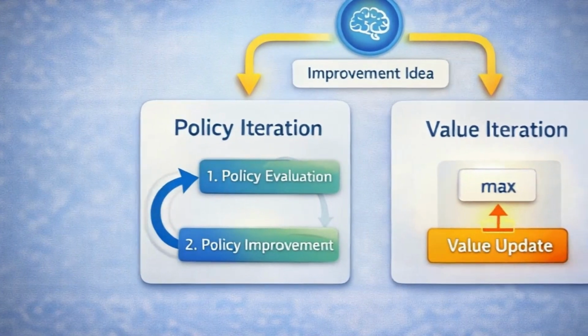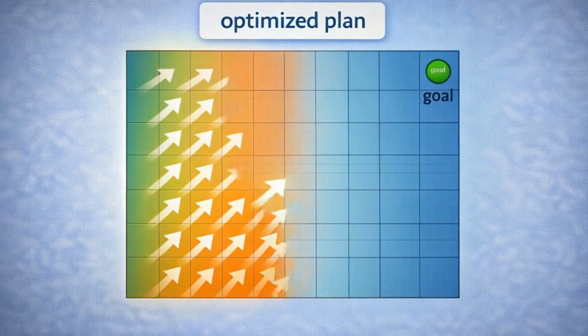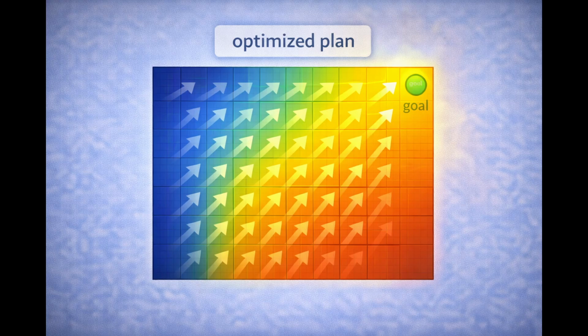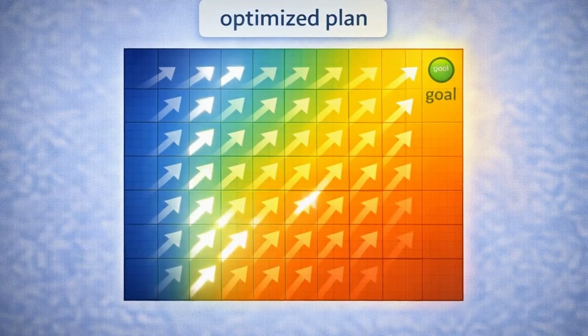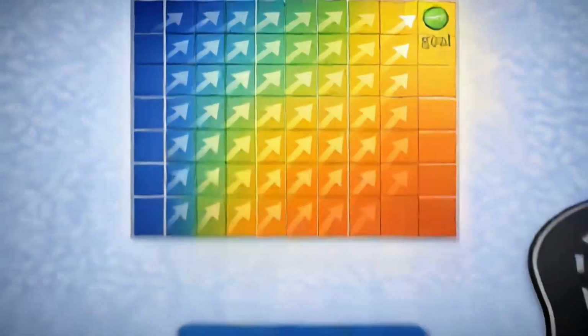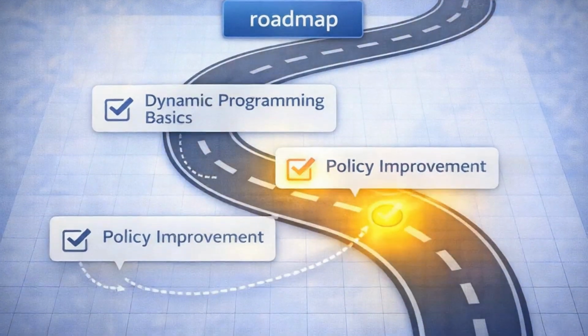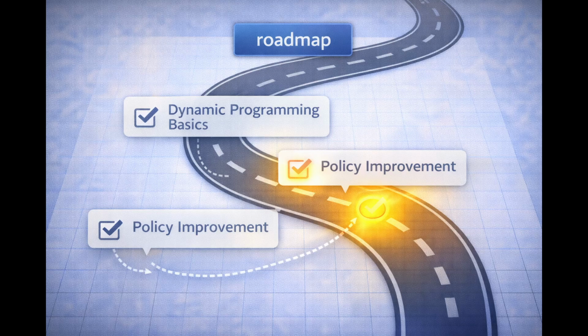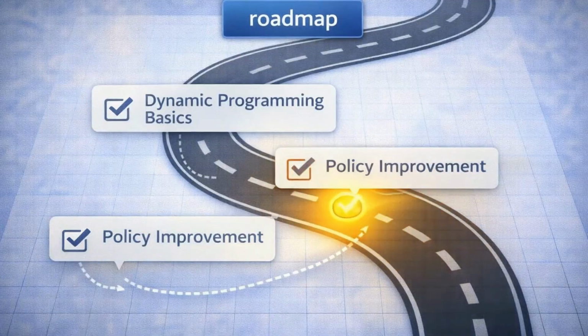Policy improvement is the moment the value function stops being just a description and becomes a lever. We take what we know about long-term outcomes and update the policy to choose better actions. Combined with policy evaluation, this creates a feedback loop that pushes behavior toward optimality. Next, we'll connect everything into the complete dynamic programming control methods, policy iteration and value iteration, and you'll see exactly how these loops converge to optimal values and an optimal policy.